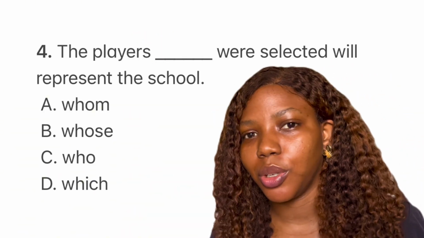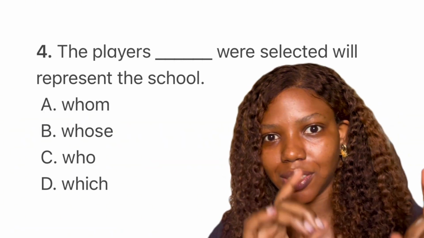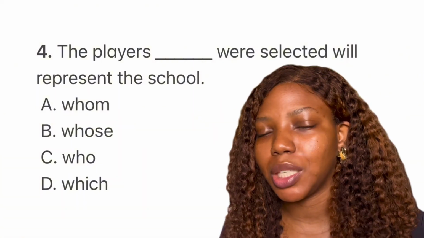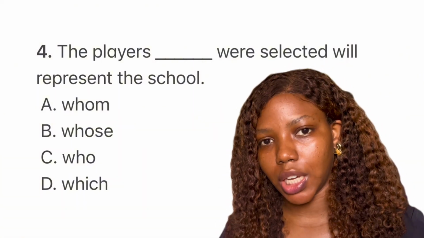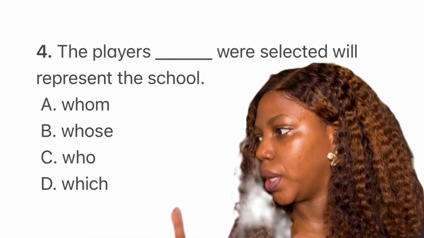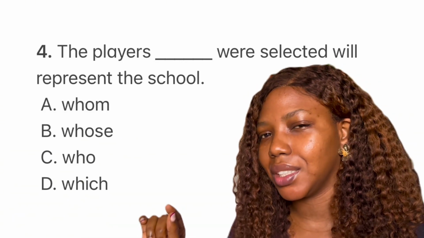Now, the next question you're going to ask yourself is what is the players doing in this sentence? What are they doing, basically? Good. Are they performing the action or receiving the action? Now, let's read the sentence. The players dash were selected will represent the school.